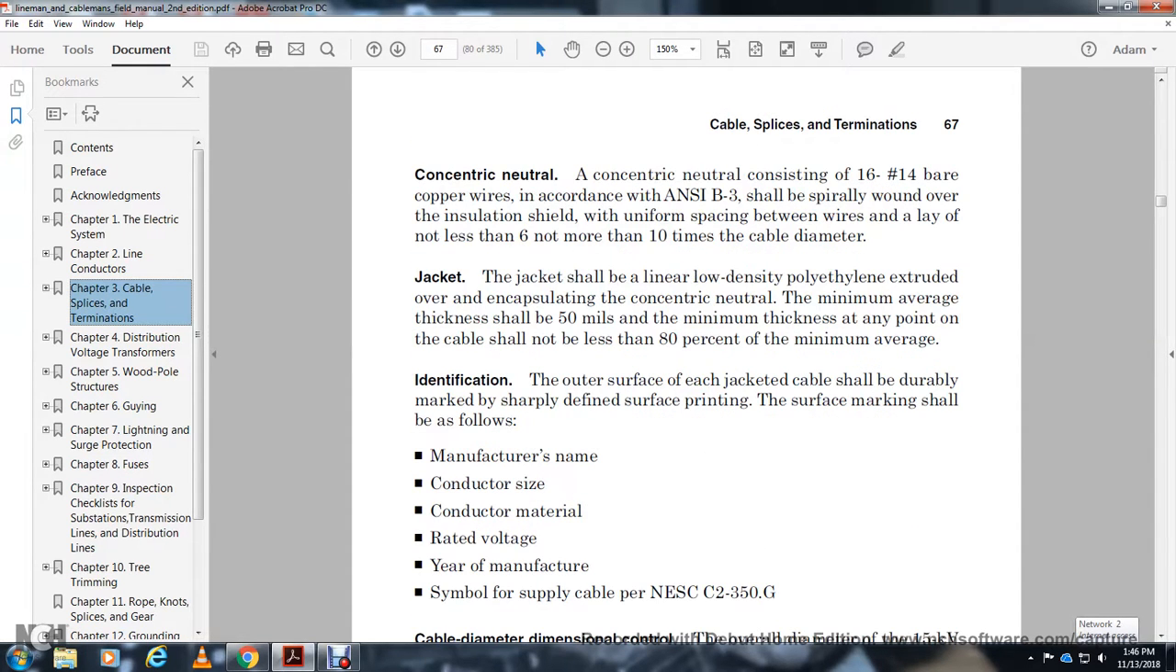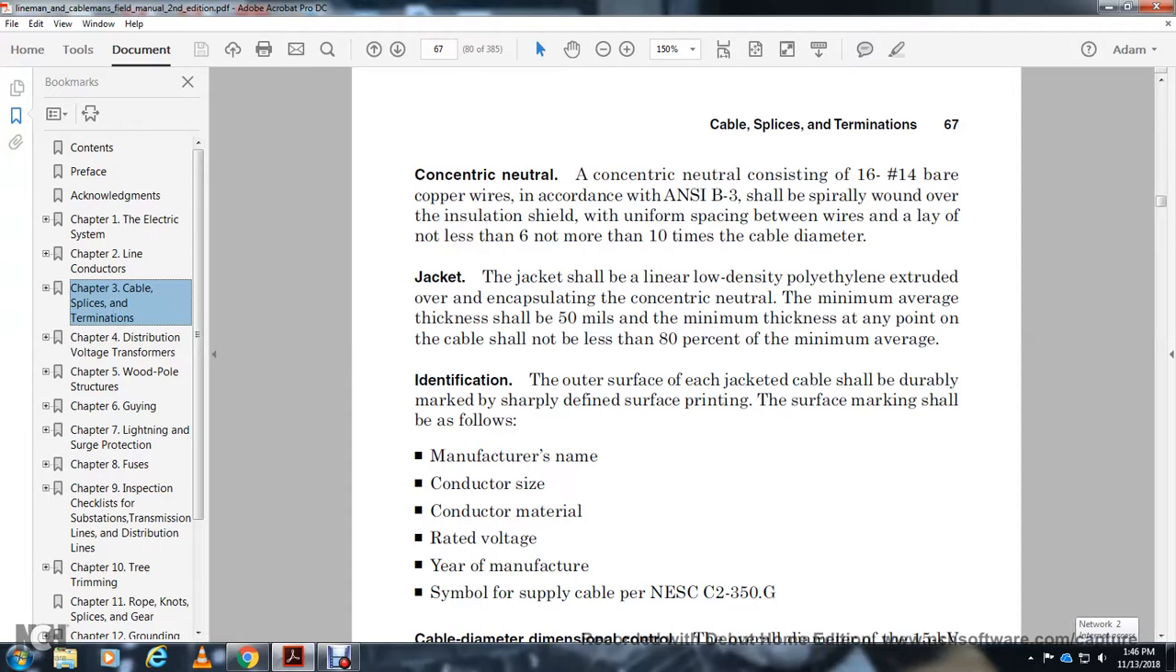Concentric neutral. The concentric neutral consists of 16 number 14 bare copper wires, per ANSI B3, spirally wound over the insulated core with uniform spacing between the wires, and a lay of not less than 6 and not more than 10 times the cable diameter.